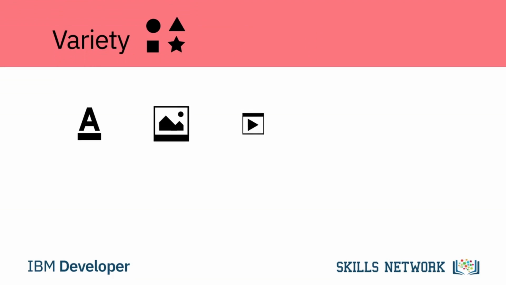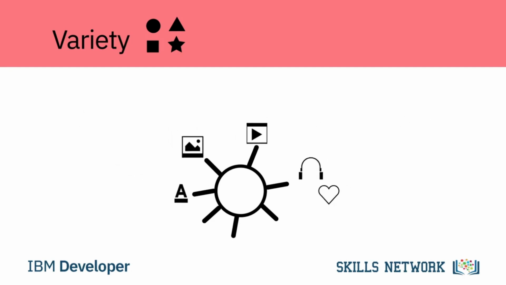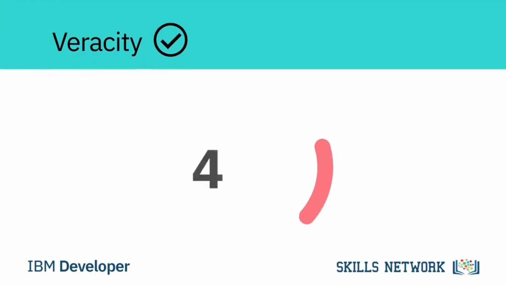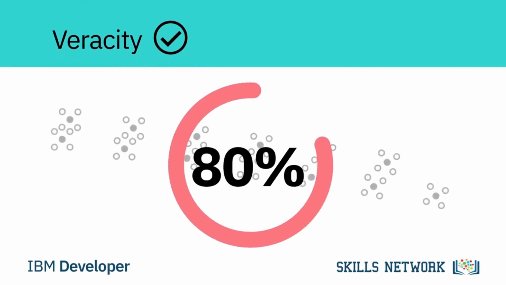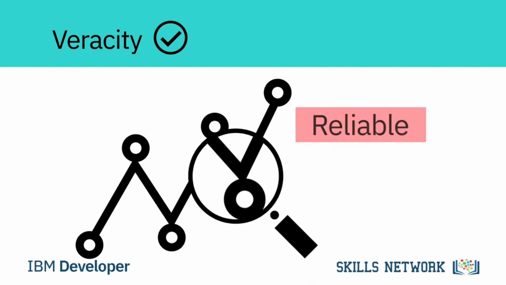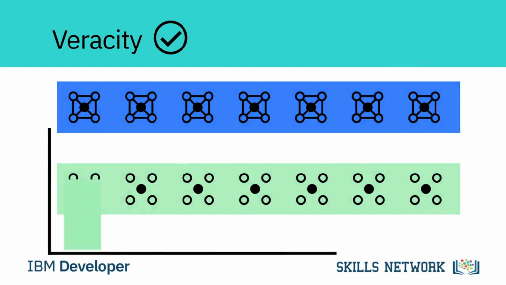Variety. Let's think about the different types of data: text, pictures, film, sound, health data from wearable devices, and many different types of data from devices connected to the Internet of Things. Veracity. 80% of data is considered to be unstructured, and we must devise ways to produce reliable and accurate insights. The data must be categorized, analyzed, and visualized.